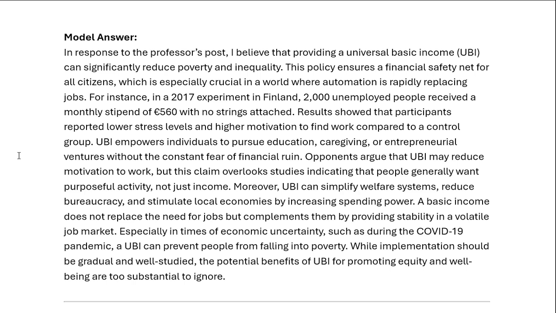A basic income does not replace the need for jobs, but complements them by providing stability in a volatile job market. Especially in times of economic uncertainty, such as during the COVID-19 pandemic, a UBI can prevent people from falling into poverty. While implementation should be gradual and well studied, the potential benefits of UBI for promoting equity and well-being are too substantial to ignore.